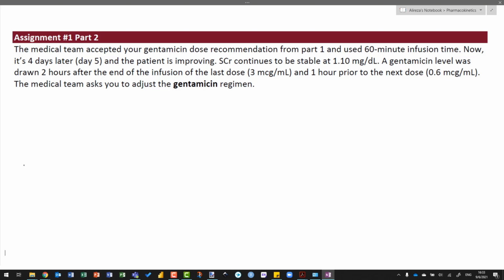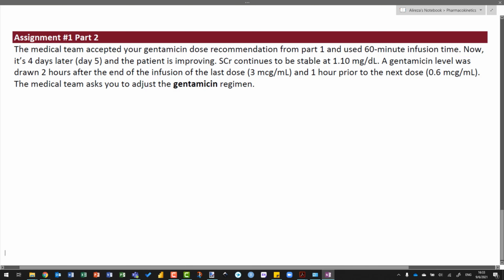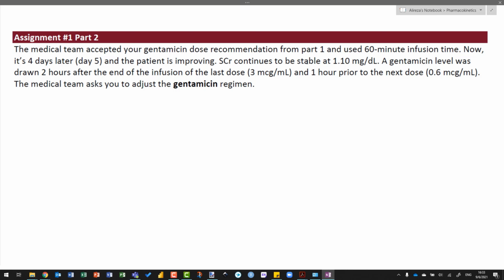And this is, of course, if a change is needed. If you come to a conclusion that the current dose is appropriate, then your adjustment would be to continue what we did in the previous part, which would be 50 milligram IV every 8 hours over 1 hour. So now, it's always helpful to plot these levels to basically see what's going on.